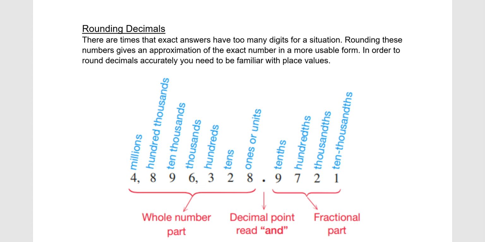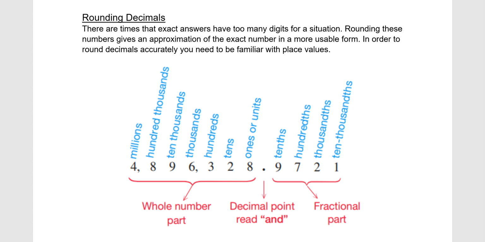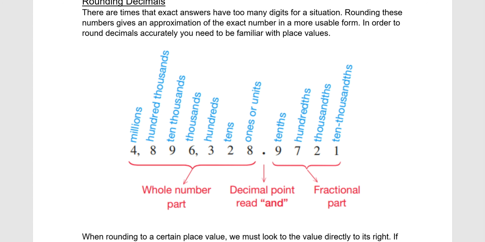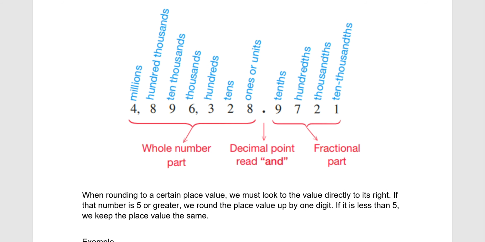Okay, so next for rounding. So sometimes an exact answer is going to have too many digits for a certain situation, so we're going to have to round the decimals. So rounding these numbers is going to give an approximation of the exact number in a more usable form, in a smaller form. So in order to do this accurately, we need to be familiar with these decimal places.